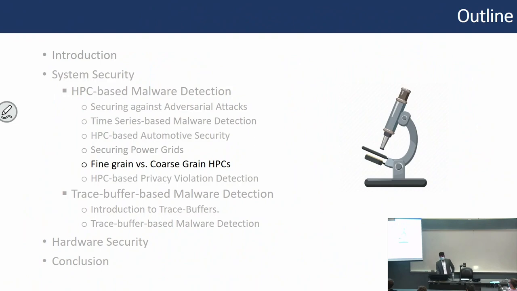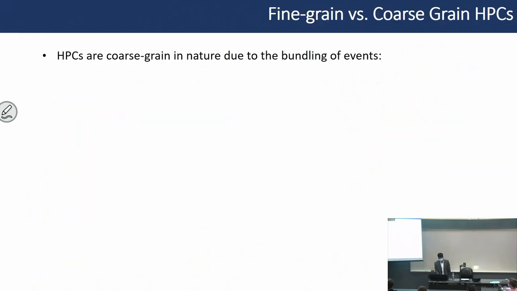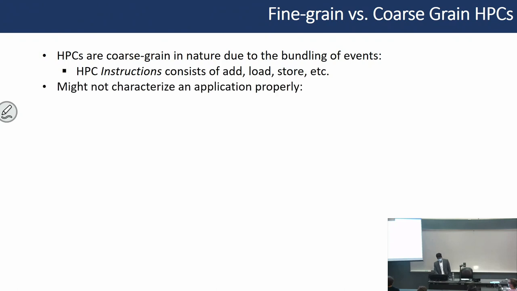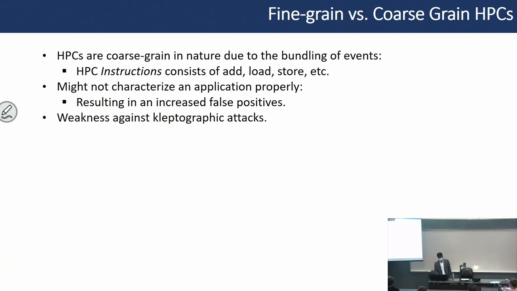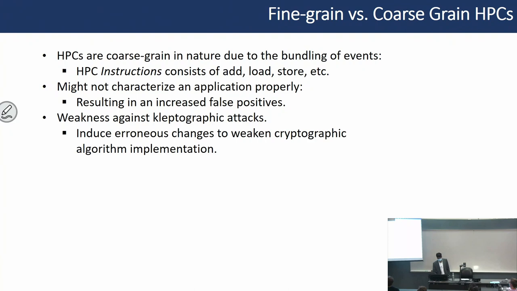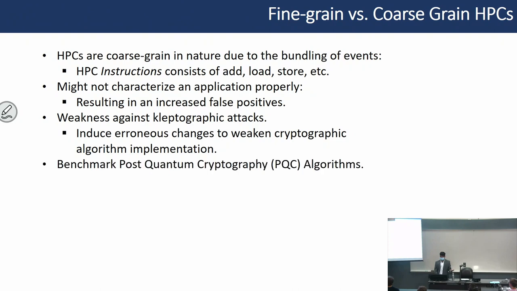Now let's talk about fine-grained versus coarse-grained HPCs. So HPCs, what we were talking about till now, the branch misses, the cache misses, are coarse-grained in nature due to bundling of events, right? As a result, it might not characterize an application properly, resulting in increased false positive rates. This is a big weakness against kleptographic attack. Kleptographic attack means you change the cryptographic algorithm by introducing a weak cryptography instead of a strong cryptography algorithm. Okay? So it's still encrypting, but it's a weaker encryption.